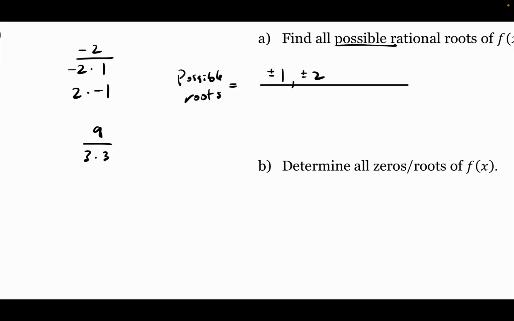3 times 3, 9 times 1, right? Is there anything else I'm leaving out? Negatives. There you go, right? Negative 3 and negative 3. And negative 9 and negative 1. So I have positive 1 and negative 1. I'm going to put that on the bottom. Positive 3, negative 3. And positive 9, negative 9.